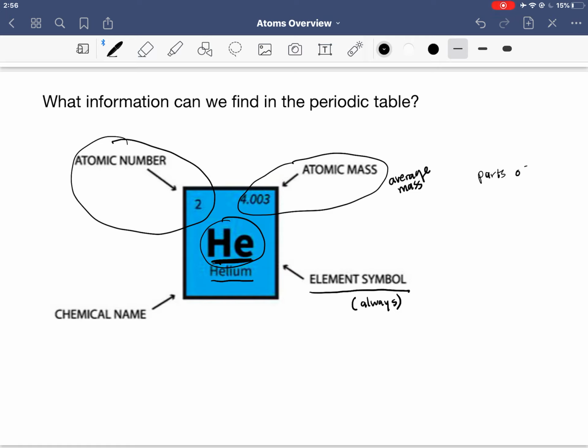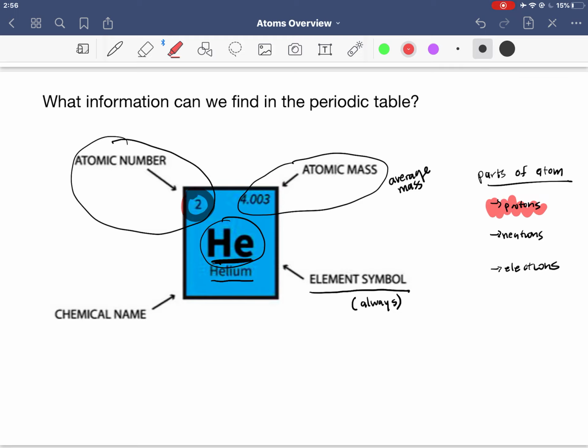The atomic number relates really directly to one of those parts of the atom we talked about before. Remember, there are three main parts to an atom. Do you remember what they are? Protons, neutrons, and electrons. The atomic number relates really specifically to the number of protons. So if I see an atomic number of 2, I know that I'm going to have 2 protons in my atom.